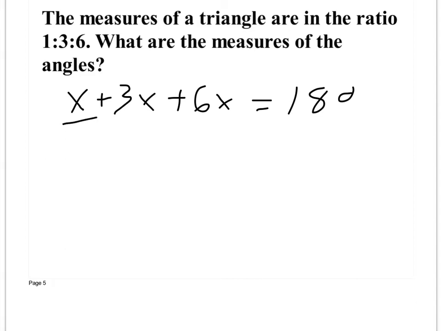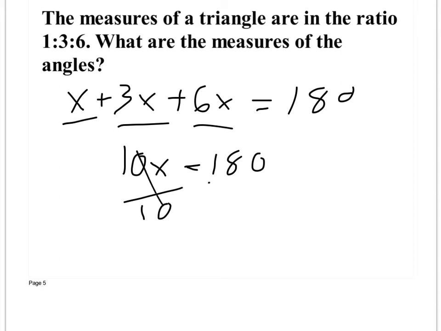So I add my like terms, which is x, 3x, and 6x. That gives me 10x. 1 plus 3 is 4. 4 plus 6 is 10. So I've got 10x equals 180. Then I divide by 10. x equals what? 18. Cancel out the 0. So that's angle A. What would angle B be?